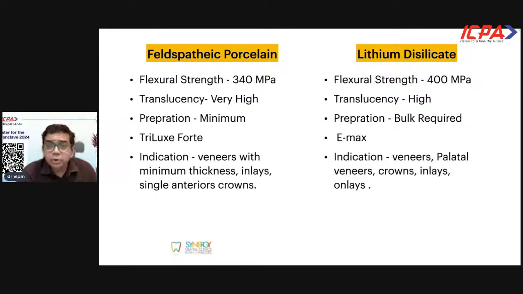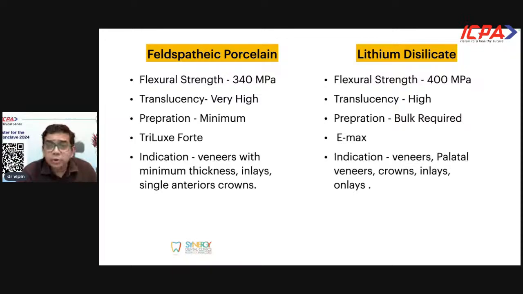But the biggest problem is it cracks, and it is very technique sensitive. The preparation should be minimum. It has to be bonded on enamel only. Dentine doesn't get bonded to this material. When you put hydrofluoric acid for a longer period on this, it becomes more brittle. So it is very technique sensitive, but it is one of the most translucent materials available in the market.